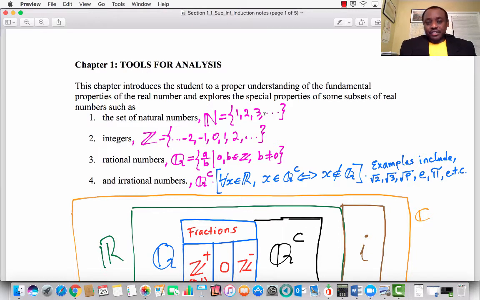Secondly, the set of integers. That would be negative numbers, 0, and positive numbers. So negative 2, negative 1, 0, 1, 2, 3. So that would be the set of integers.